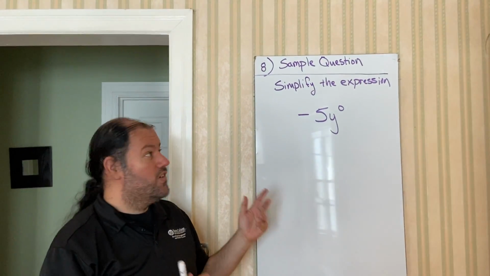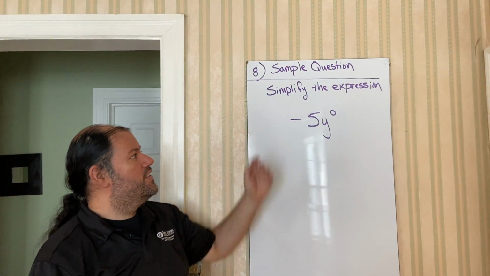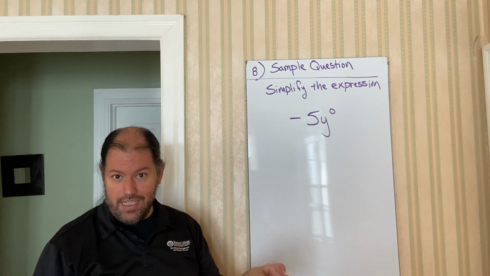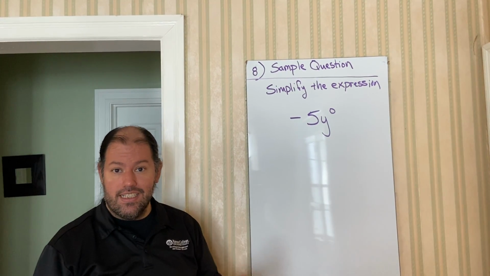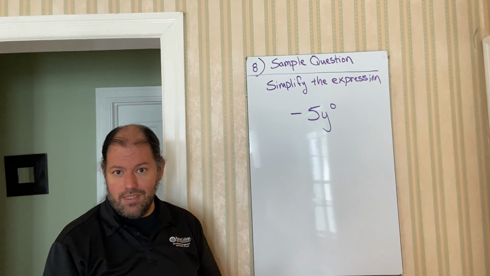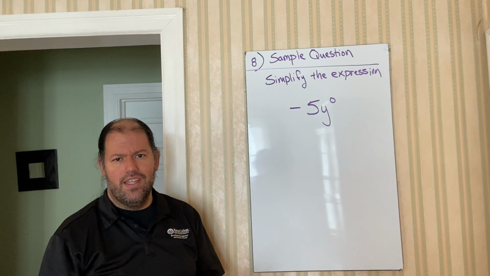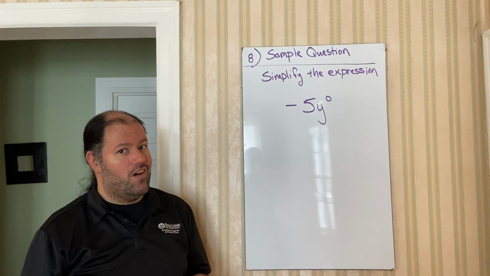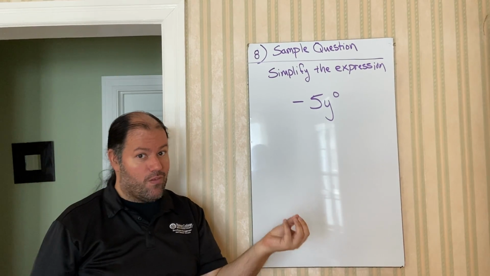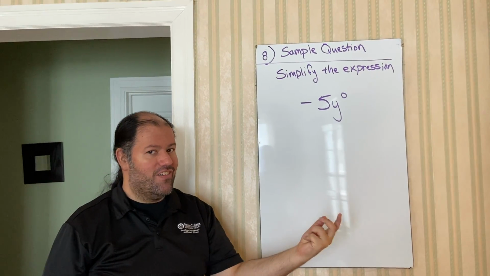So here we have sample question number 8. It says simplify the expression. We already talked about the exponent of 0. Anything that's raised to the 0 power, we can simplify or reduce it by just saying that it's 1. But we gave you that caution. Remember, it might be half or a piece of the problem that becomes 1.